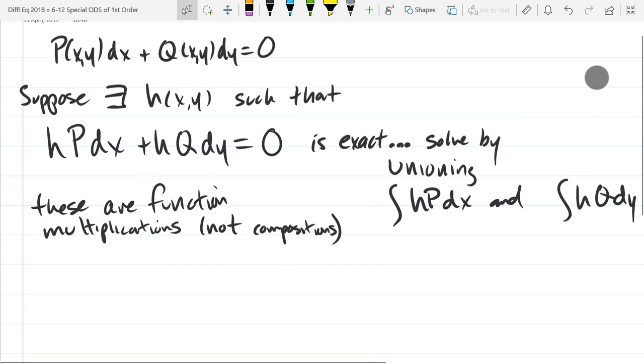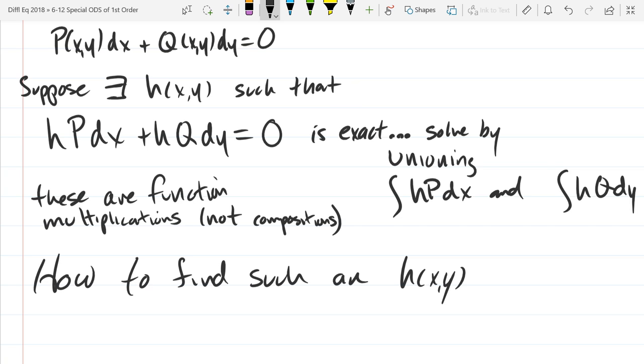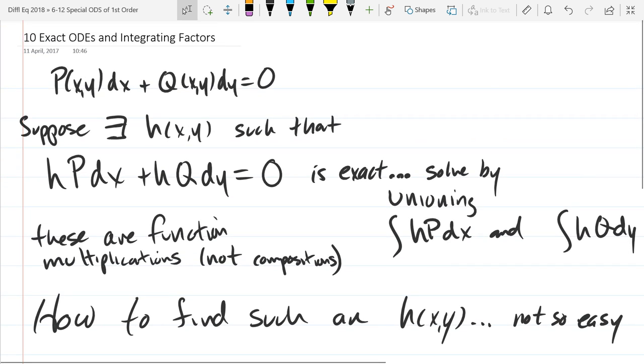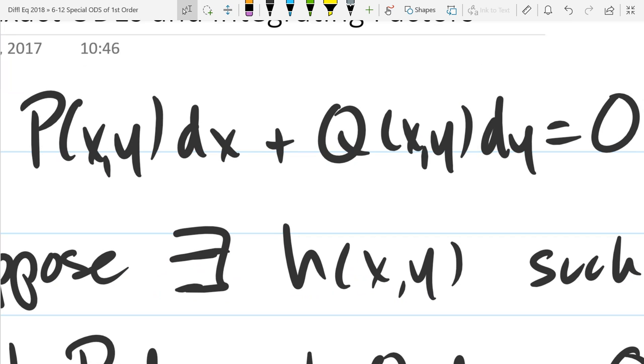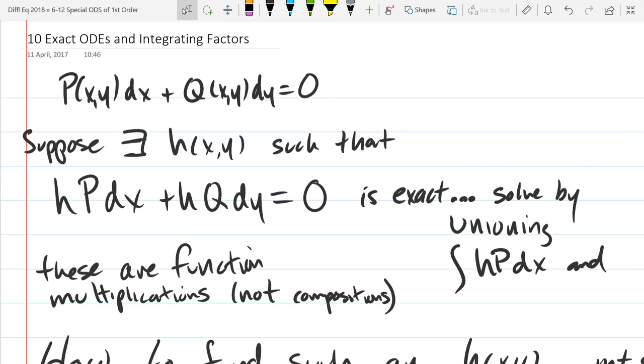So the only question is, how in the world are we going to create this h? That's what we're going to focus on in this section. And unfortunately, it's not so easy. What you will start with is a non-exact ODE in this form, and then you're going to multiply it by h, a function you're going to create, and it will turn it into exact. So easier said than done. All I did was suppose it existed. I wrote nothing down about how it's going to relate to P and Q. So we're going to develop all that.